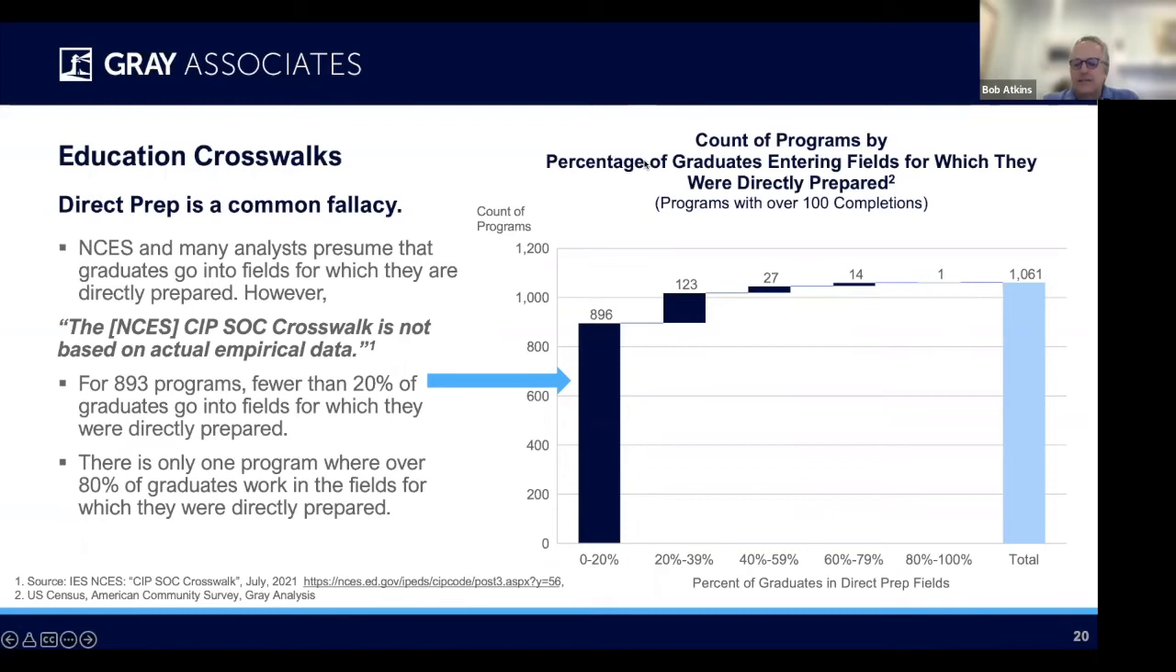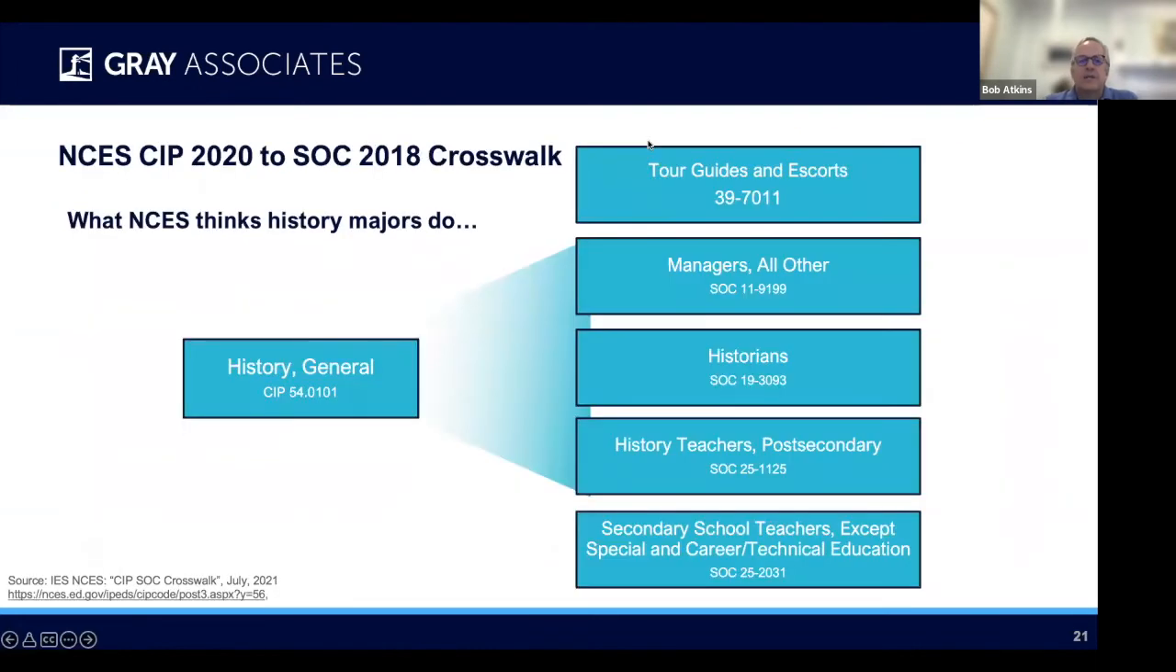So let's take a look and see just how off this can be. I'm going to rattle through the next few charts. They tell a similar story, but history majors, according to NCES, go into 5 fields. They can become tour guides and escorts. Now, I want to be careful here. I am a history major. That is not that kind of escort. This is somebody who shows you around a museum or something.